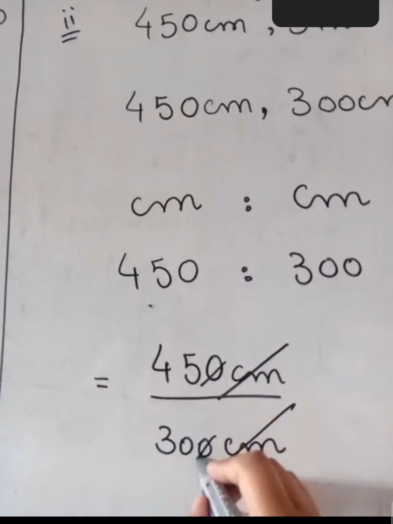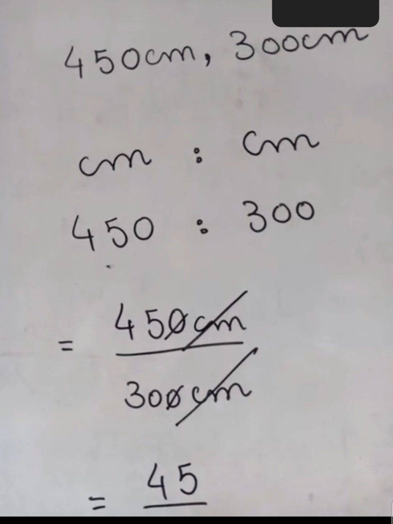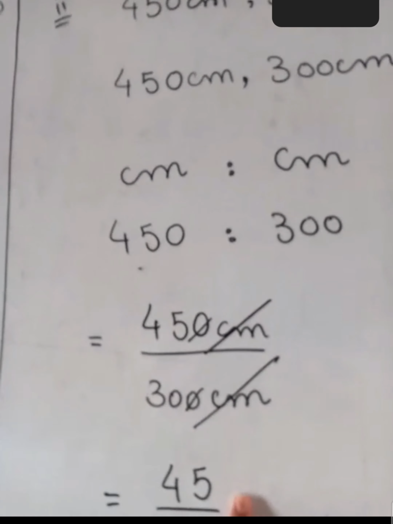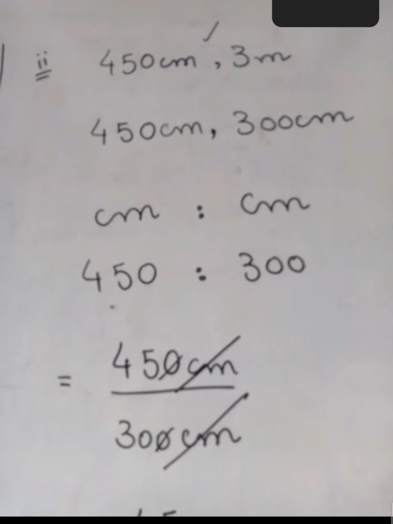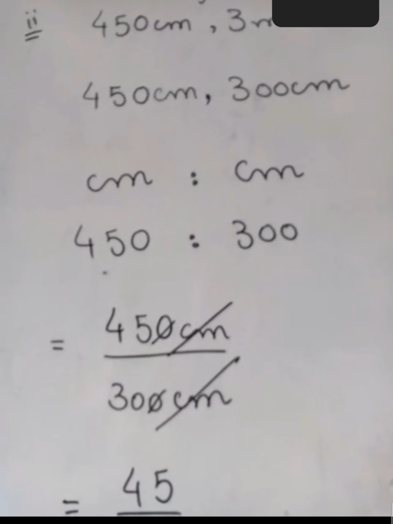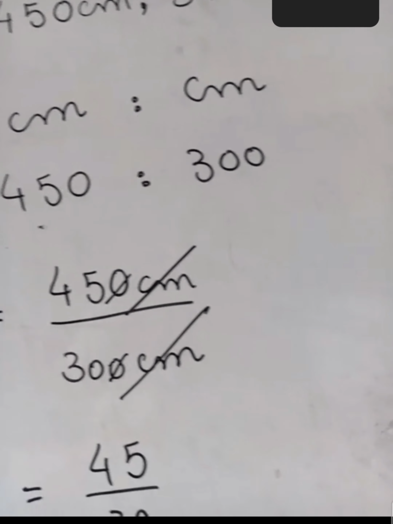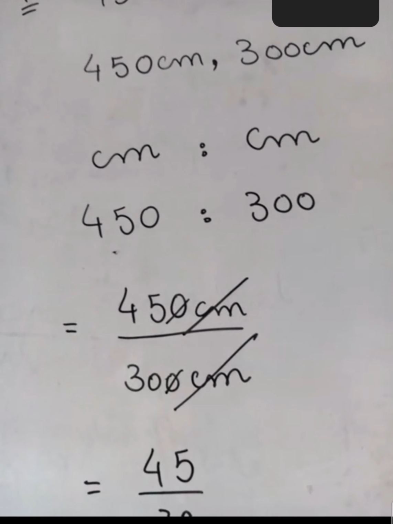Similarly, this 0 will be cancelled out by this 0. What is left with me? 45 divided by 30. They are unitless. That's why your answer was already in unitless form. 45 divided by 30, what will it be? 3 by 2. This is your answer in fraction form.